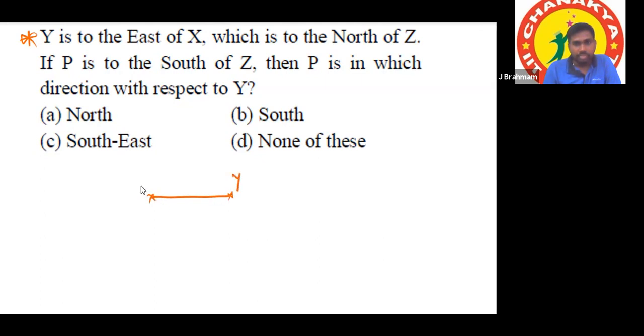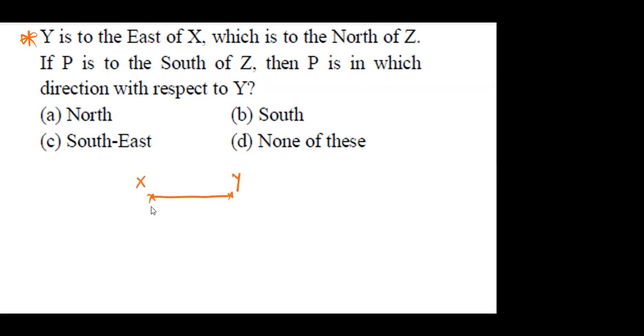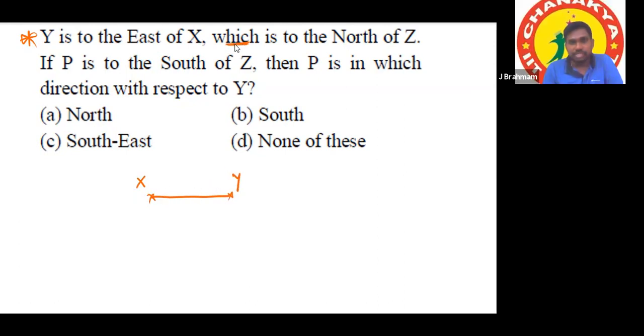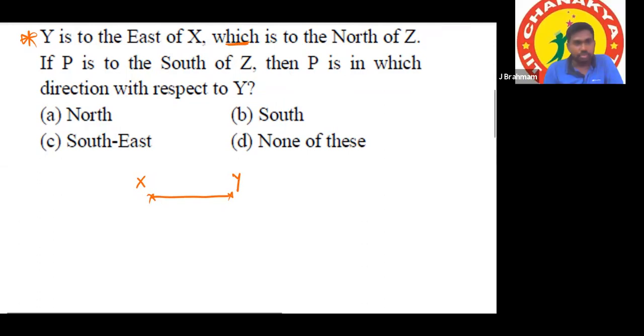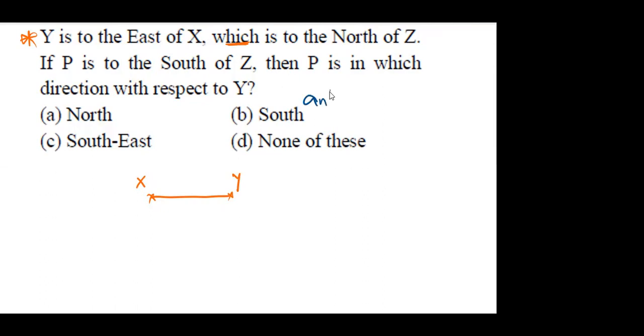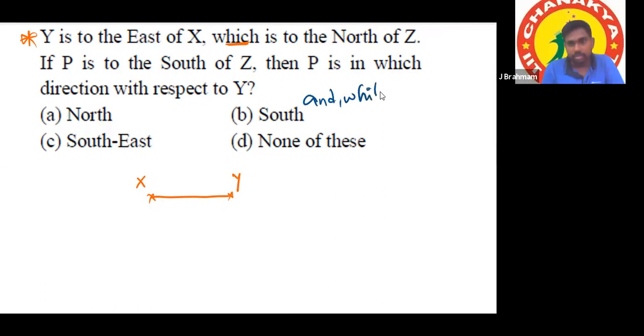See, Y is to the east of X, correct? Yes, sir. Here, "which" represents which letter, X or Y? X, correct. So remember these words, they are very important: "and," "while," "but." In most of the cases, these words represent the first person in the just-before sentence.